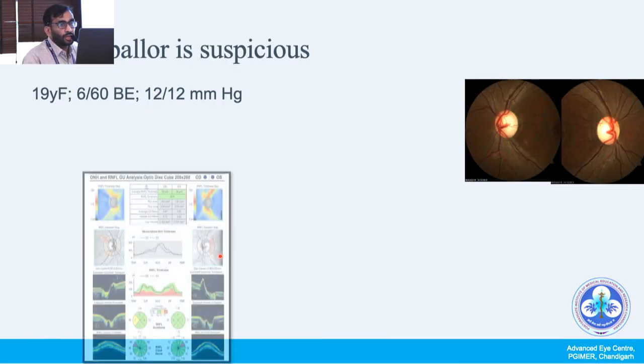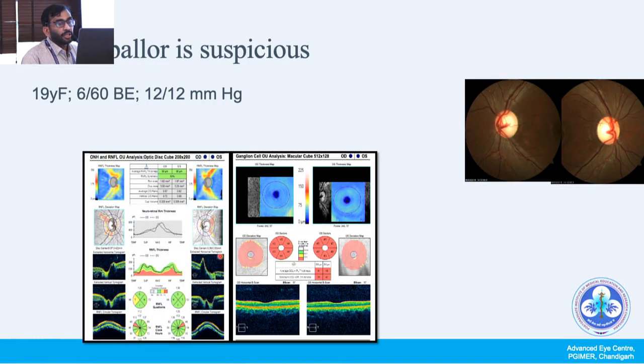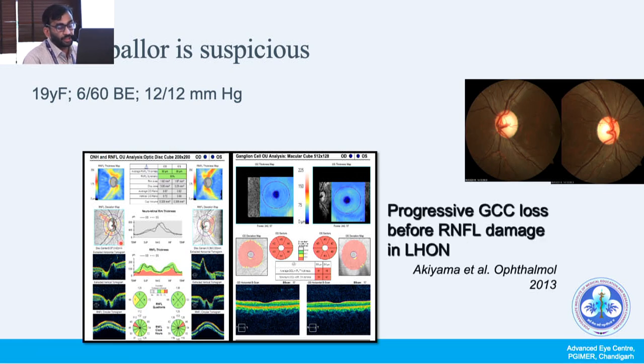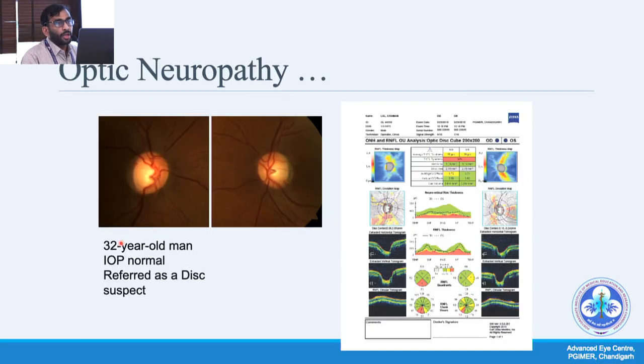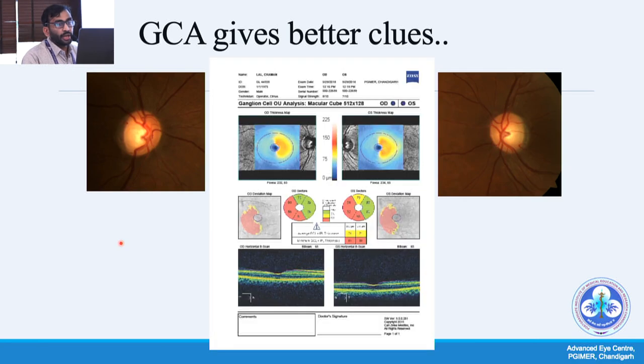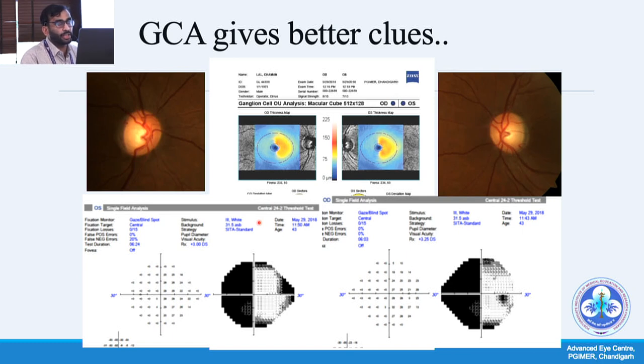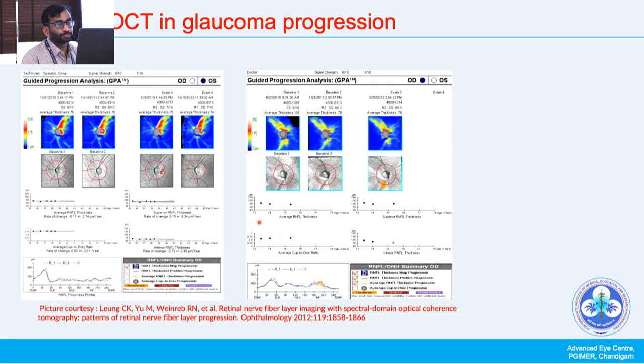Temporal pallor, you can see there is temporal pallor. If the GCC is out of proportion to the disc finding or the RNFL and optic disc parameters, then think about other causes. In one case, optic neuropathy referred as glaucoma suspect, the GCC defect follows the vertical meridian, and the field corresponds, and it was found to be neurological.